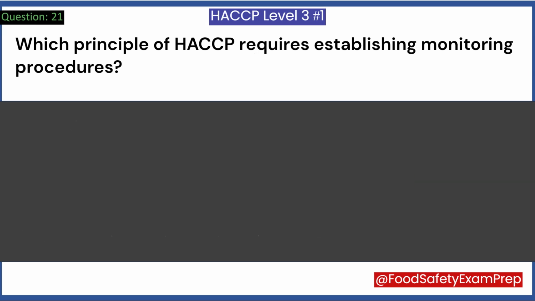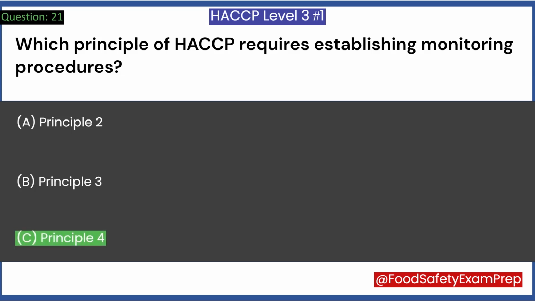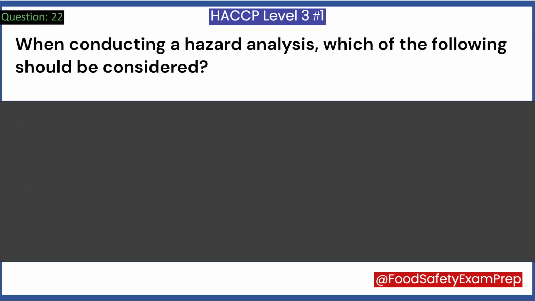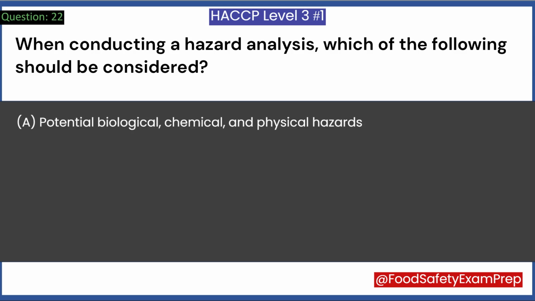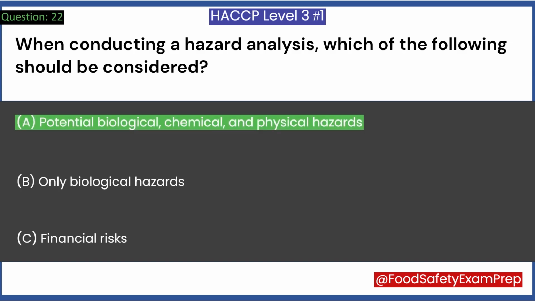Which principle of HACCP requires establishing monitoring procedures? A. Principle 2. B. Principle 3. C. Principle 4. Answer: C. Principle 4. When conducting a hazard analysis, which of the following should be considered? A. Potential biological, chemical, and physical hazards. B. Only biological hazards. C. Financial risks. Answer: A. Potential biological, chemical, and physical hazards.